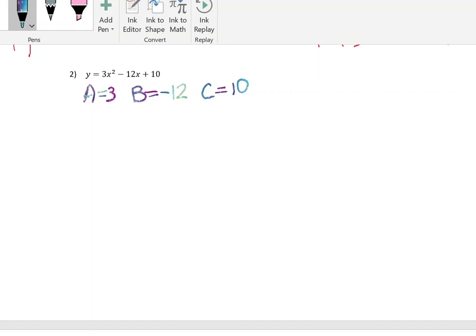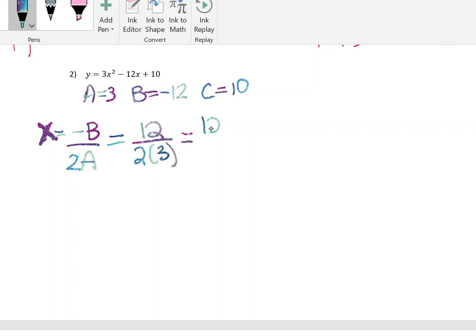So when it's in standard form, the first thing we want to do is negative b divided by 2a to find the x value of the vertex and the axis of symmetry. Negative b means do the opposite of b. Since b is negative, the opposite of that is positive. So positive 12 divided by 2 times a, 2 times 3. 2 times 3 is 6, and 12 divided by 6 is 2.